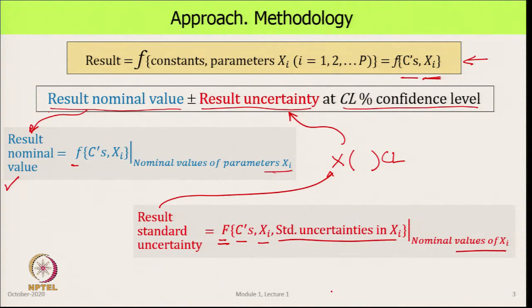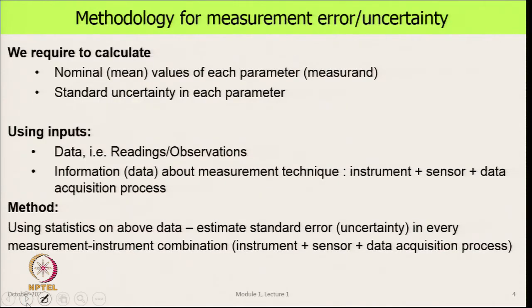So, what we want is, how do I get the nominal values of the parameters? That is question number 1. And second, how do I establish the standard uncertainties in each parameter? So, this is our big picture, this is what we want to do, and so for that we start by saying, well, what is the methodology for measurement uncertainty or the measurement error. Once we have the measurement uncertainties and the mean values in place, as we saw in the earlier slide, we can go back to two formulas and get the answer that we are looking for.